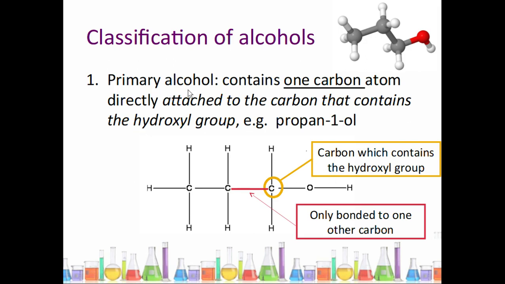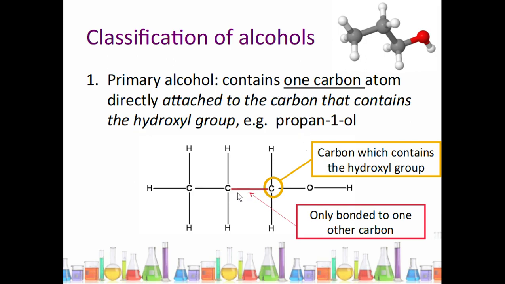So a primary alcohol contains one carbon atom directly attached to the carbon that contains the hydroxyl group. So work backwards here, find the hydroxyl group, it's over here. Look at the carbon that contains it, so I've circled that in yellow here. So this is the carbon which contains the hydroxyl group. And then you're looking at the bonding, how many carbons is that carbon bonded to?